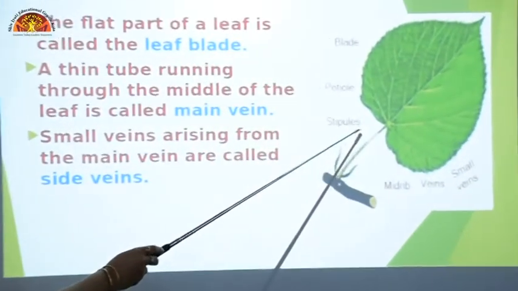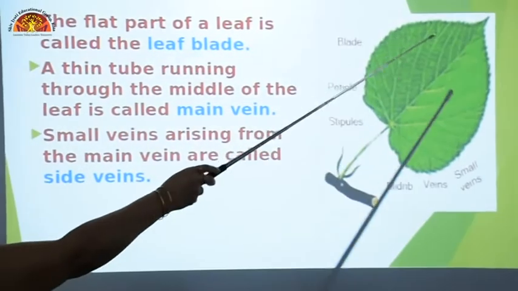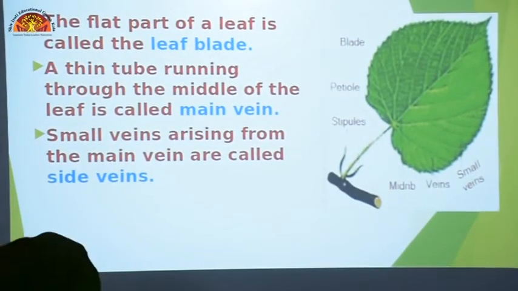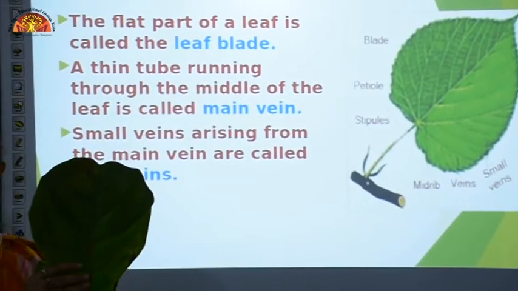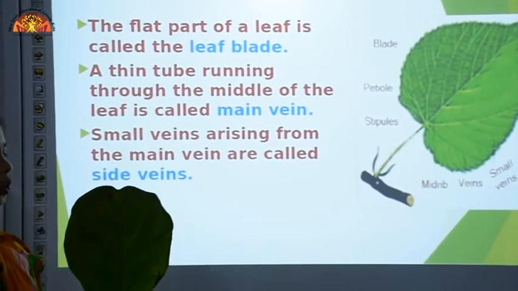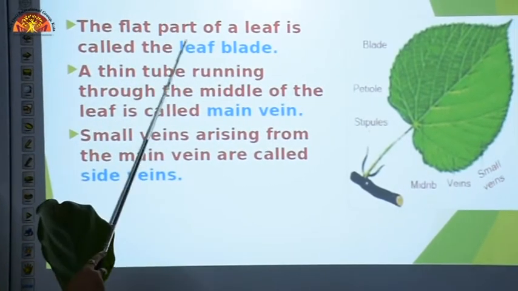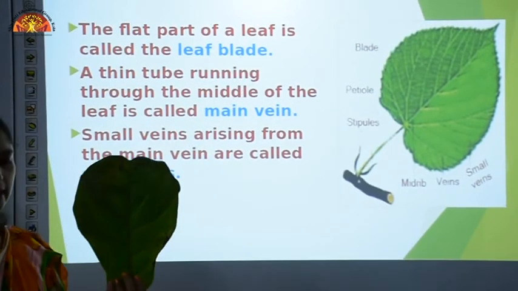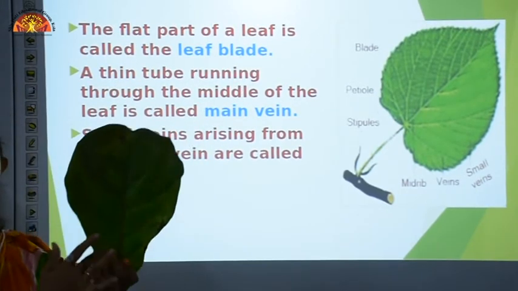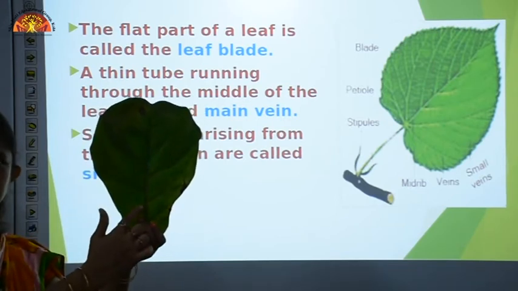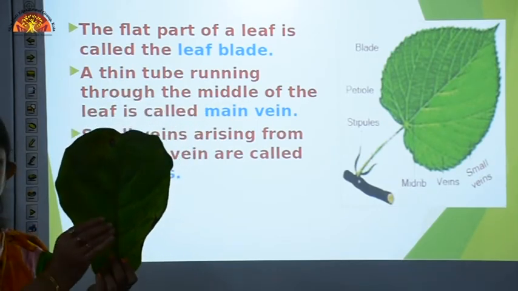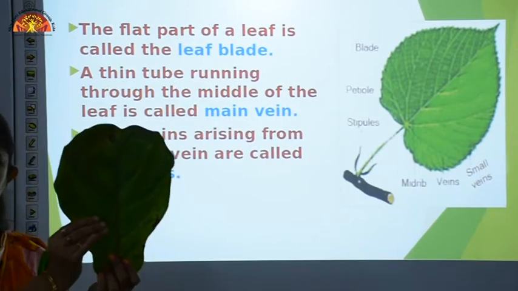As you can see in this diagram, a big leaf is shown here. I will also show this leaf like this. You can see, this is a leaf. The flat part of a leaf is called the leaf blade. You can see here, this flat broad part is called the leaf blade. It is also called the leaf lamina or leaf blade.